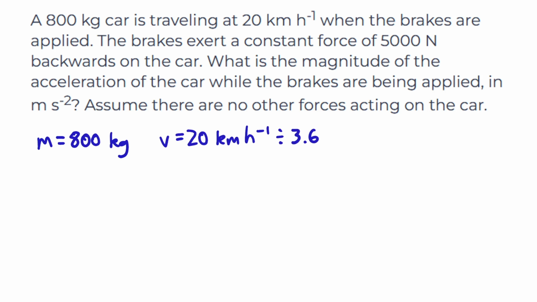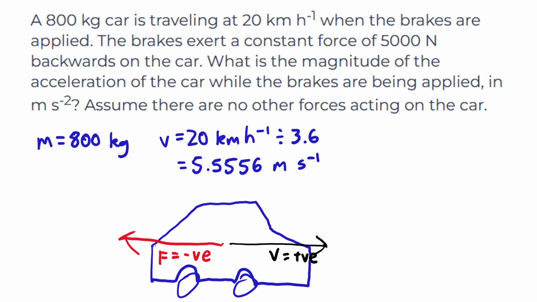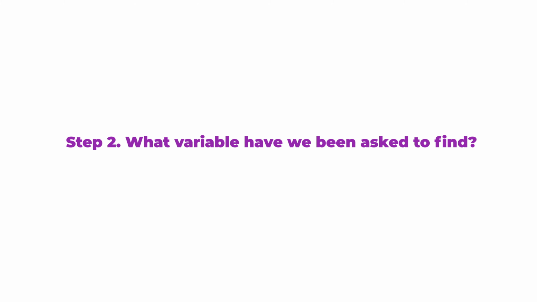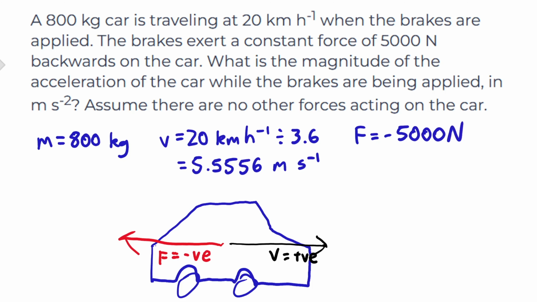Next, we have been given a force of 5,000 newtons, and it is in the opposite direction to the velocity of the car, so it should be a negative number. So F is equal to negative 5,000 newtons. Step 2. What variable have we been asked to find? We want to find the magnitude of the acceleration. So a is equal to question mark, meters per second squared.